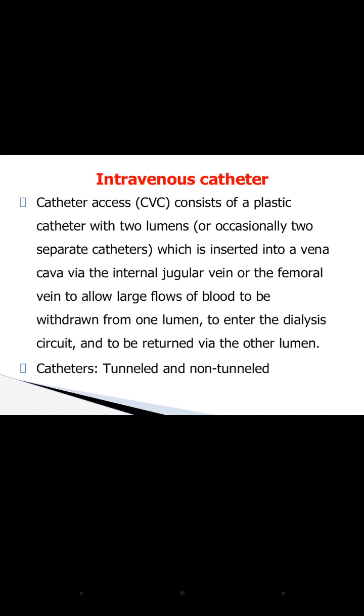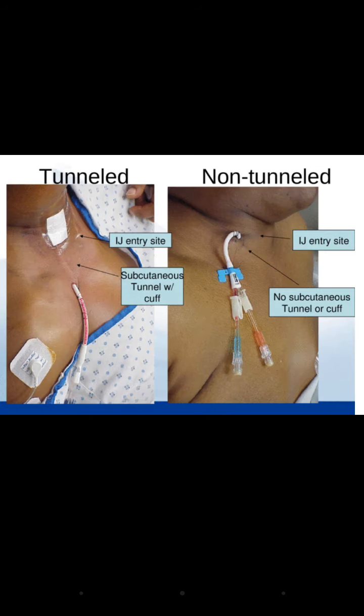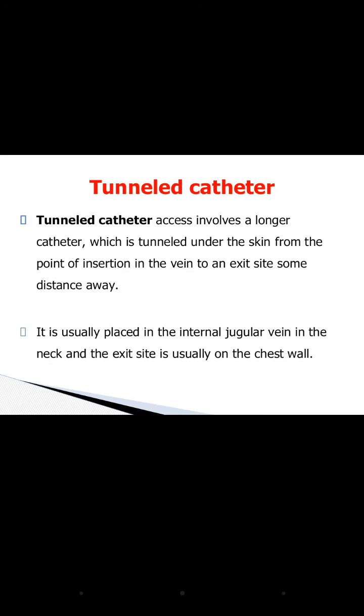There are two types of catheter we can use. It can be tunneled and non-tunneled. You can see here in the tunneled, some part of the catheter is under the skin, while in the non-tunneled no tunnel is made. The catheter is directly placed at the site only, so there is no part of the catheter under the skin. A tunneled catheter is longer, and it is tunneled under the skin from the point of insertion in the vein to an exit site some distance away. Basically, these are placed in the internal jugular vein in the neck, and the exit site is usually on the chest wall.